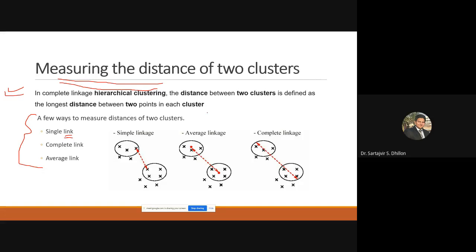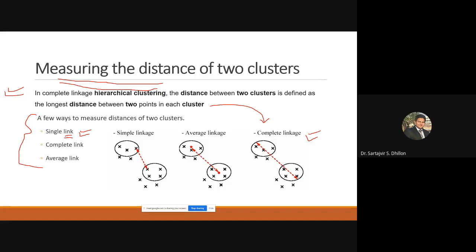So we can just see it like this, and here you can see it as a. Then we will definitely go into details in our upcoming slides. You just have to remember that what we are doing is measuring the distance between the two clusters. The first one is single link, or simple link.